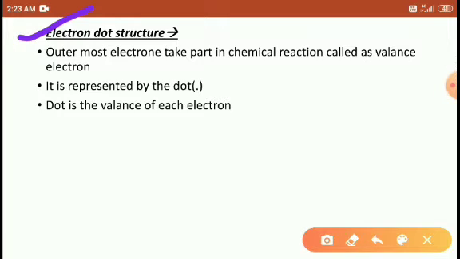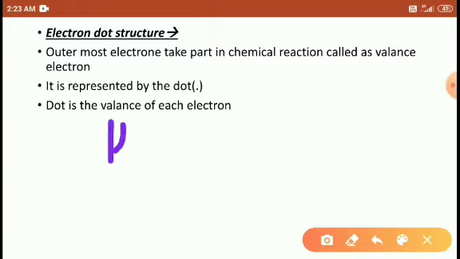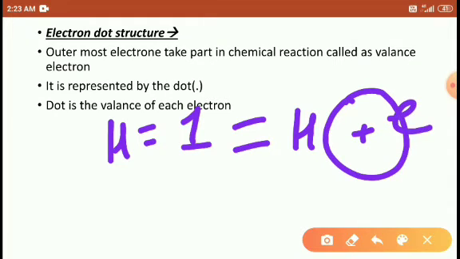The outermost electrons that take part in a chemical reaction are called valence electrons, right? For example, hydrogen has atomic number 1, so hydrogen contains only one electron. Rather than representing it like this, it is represented as a dot: H dot. H dot means hydrogen in which only one electron is present.